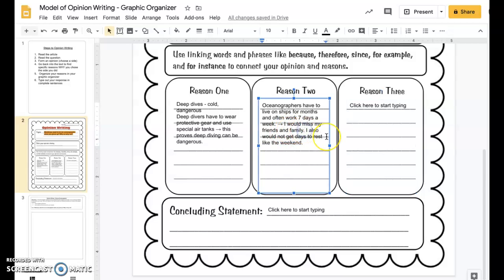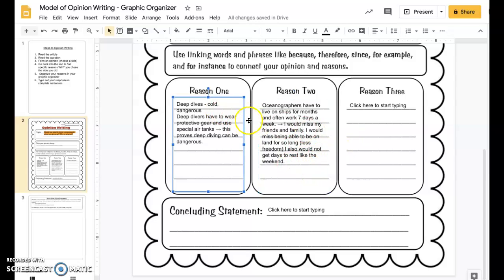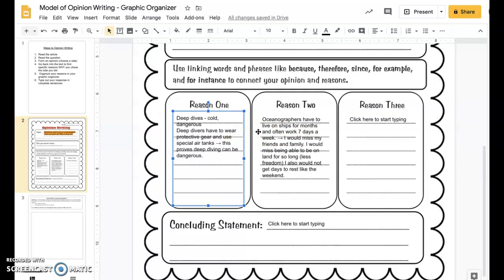I could also write in there, I would miss being able to be on land, right? Because for so long you're on a ship. You're not on land. You can't go to the store, can't go to the park. You're on a ship, so it's harder to leave. So I'm going to put in parentheses, less freedom. Okay, so I have two reasons, but they're strong reasons.